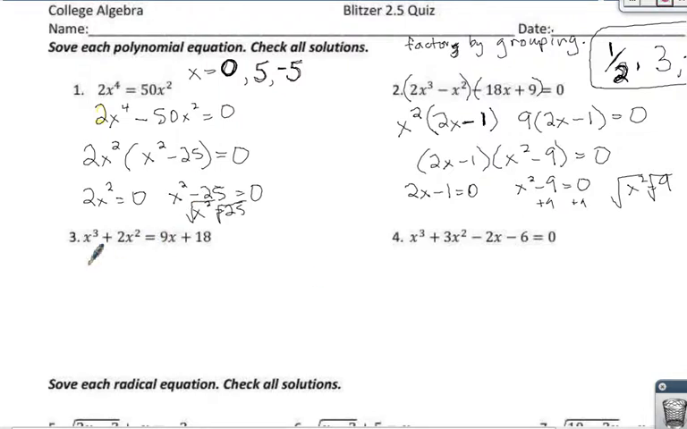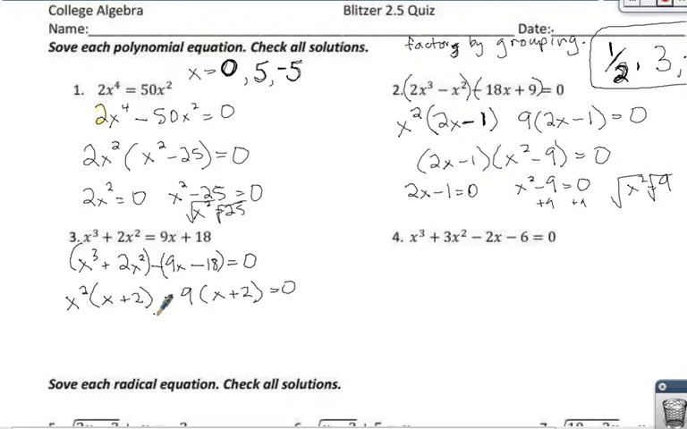So we're going to move everything over to one side of the equal sign. X cubed plus 2x squared minus 9x minus 18 now equals 0. Okay, once again we'll group the first 2 terms and we'll group the second 2 terms. So these have an x squared in common, x plus 2 left over. These have a minus 9 in common, x plus 2 left over. So once again we factor out the x plus 2 because both terms have that in common, and that leaves us with an x squared minus 9.